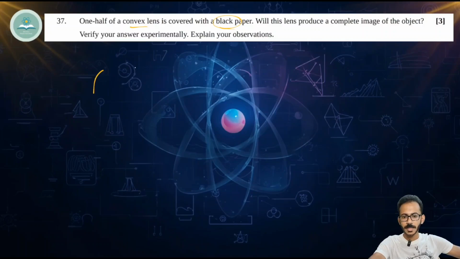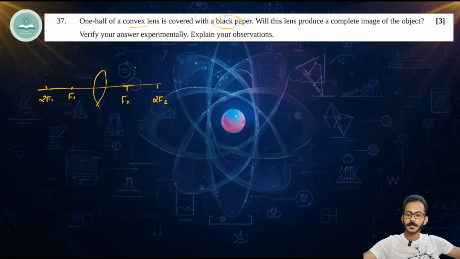Let's see. So if this is the convex lens, we have F1 here and 2F1 here. Same way, here we have F2 and 2F2. Suppose I'm keeping an object at F1, 2F1. I'm keeping my object at 2F1. So if I keep my object here, then the ray of light will go and fall here. It will come through the focus.